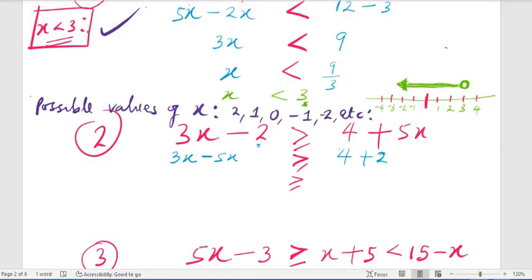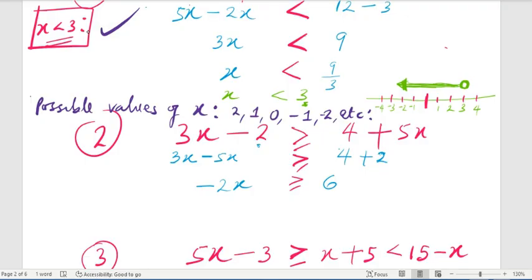All right. So you have 3x minus 5x greater than or equal to 4 plus 2. What is 3x minus 5x? Be careful. 3 minus 5 is minus 2x. Do we agree? So minus 2x is greater than or equal to, what is 4 plus 2? 6. Okay, so how do we finish up here? This is very important. 6 divided by minus 2 is minus 3.